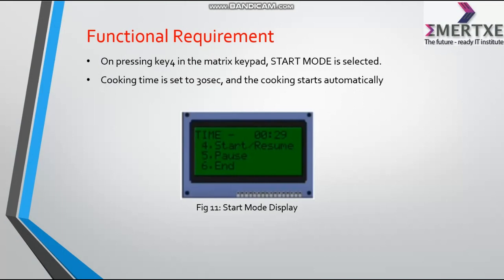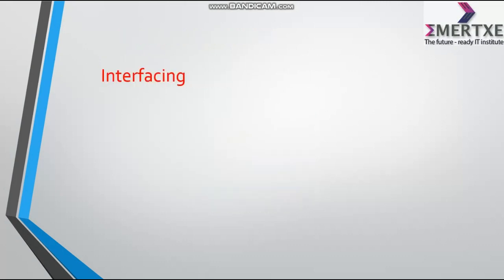So as we have discussed before, whenever we click the start button or the resume mode, we have 30 seconds extra for the cooking time, so that the cooking time for the oven is increased. And whenever we click the pause button, the function stops, and the fan rotation also stops. By clicking number 6, the process will end. Now my friend Padava will continue the next slide of interfacing.